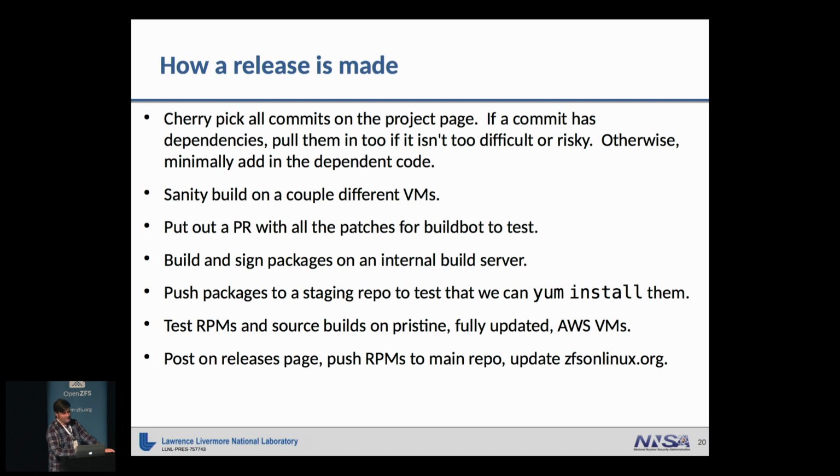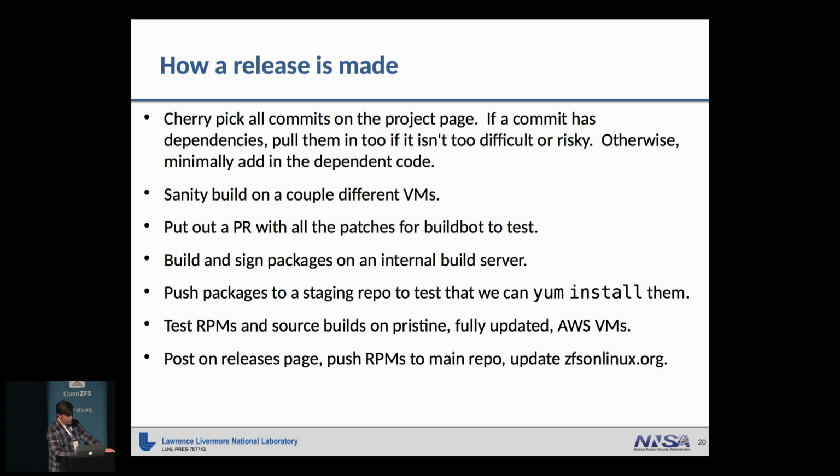So I test everything out on there. I load up a bunch of VMs in Amazon, so all the ones we support, Fedora and CentOS. I'll make sure I can do a yum install. I'll make sure I can upgrade from an older version. And then I also have a test that'll try to download the source code and build everything from source. So that's what goes into a release.